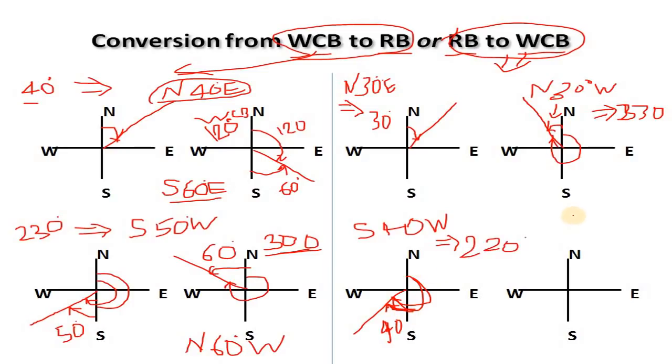Now next, S 60 degree east is given, you need to convert it in WCB system. First draw this angle. Where will this angle be? Southeast, and this is south, and this angle is 60 degree. But in WCB system you require this angle, because I start from north up to the line in clockwise direction. So what will be this angle? You know the whole angle is 180 degree. You reduce this angle, you will get this one. So 180 minus 60 degree is equal to 120 degree.